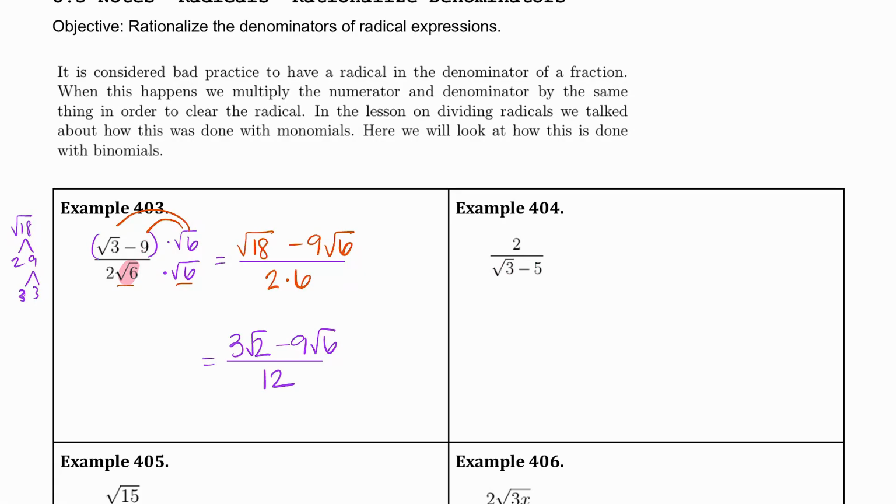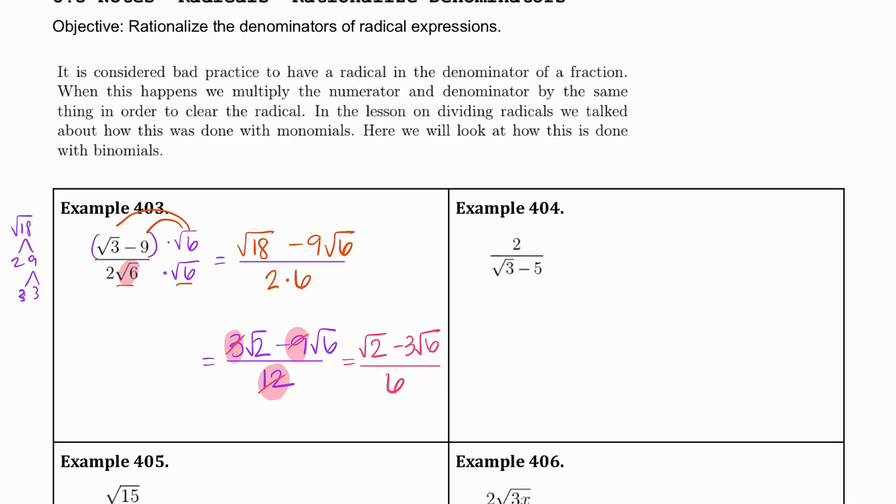After we simplify, we always want to check and see if anything can be reduced or simplified. So we've got to look at all of our coefficients, all of our things that are not inside radical symbols. 3, 9, and 12. Those can all be divided by 3. So when we do that, we get 1 square root of 2, or just square root of 2, minus 3 square root of 6, divided by 6.